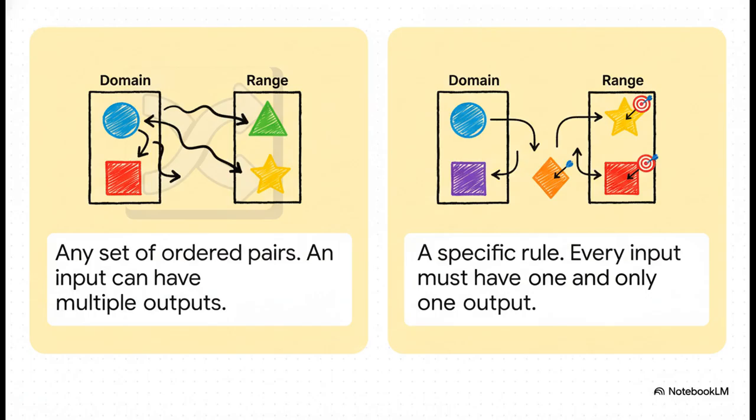And this right here is the key takeaway. A relation can be a messy web of connections. An input can go all over the place. But a function? A function is a predictable machine. You put something in, and you know for sure you are getting exactly one thing out. Every single time. That's why all functions are technically relations, but only the most predictable, well-behaved relations get to be called functions.